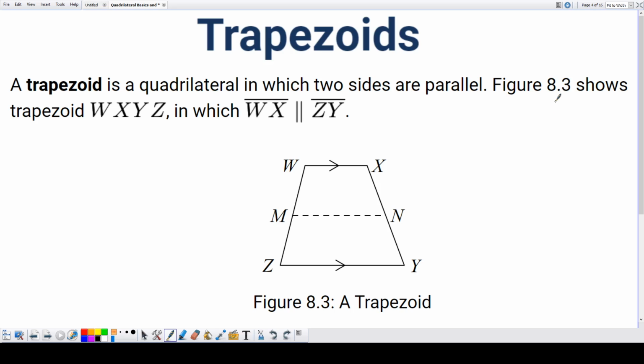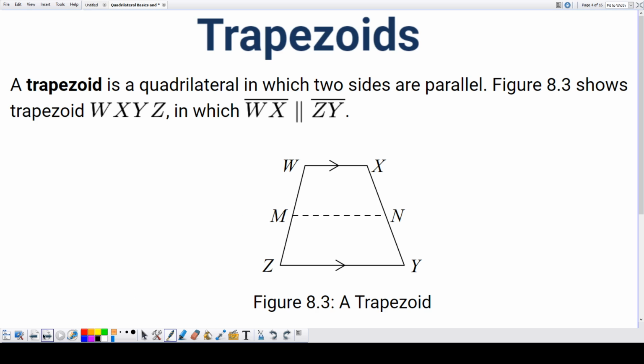Alright, moving on to our next concept. Let's have trapezoids. A trapezoid is a quadrilateral in which two sides are parallel. So in this trapezoid WXYZ, we have that WX is parallel to ZY.